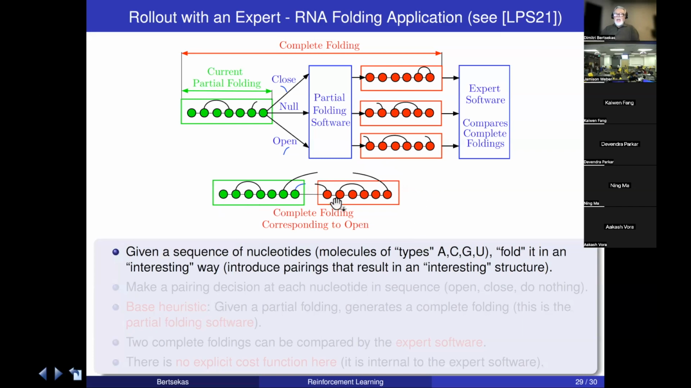Now, a given sequence, once you get the pairs in, then it becomes a complete folding. It's called a folding, and some foldings are more interesting than others. However, biologists do not agree what's the best folding. And instead, they have software that compare different pairings and tell you which one is the best according to the judgment of the software. Now, the software is not perfect. However, that's the best we have, and we can use it for building foldings. And here's what we have done in the way of rollout.